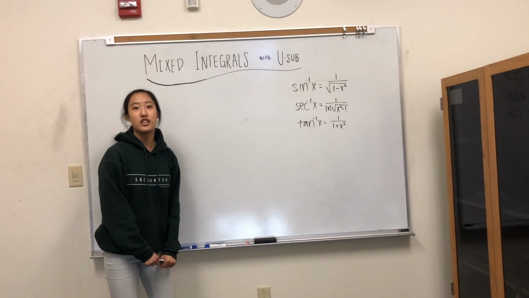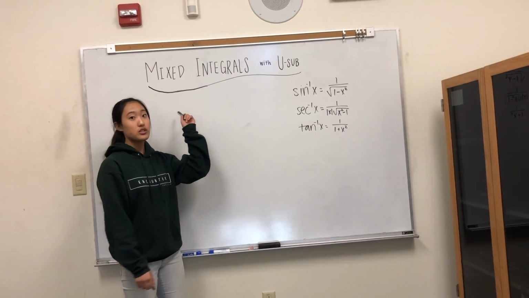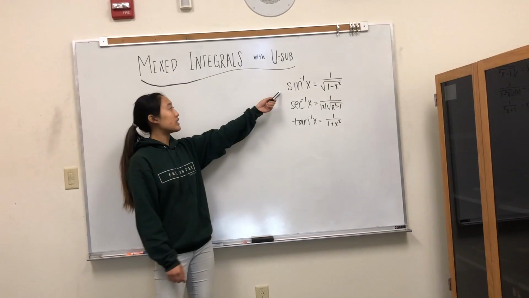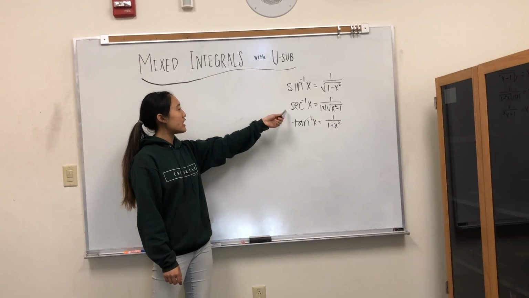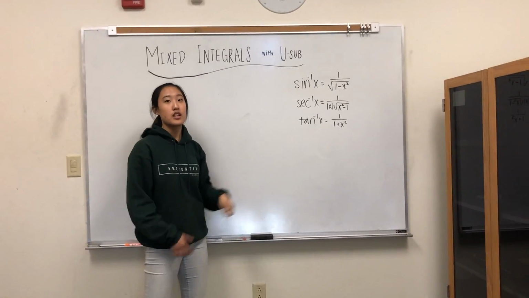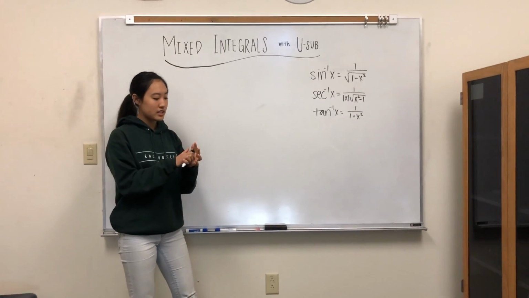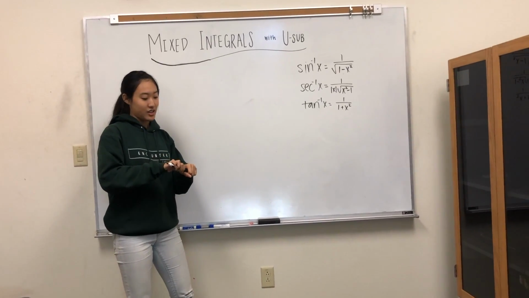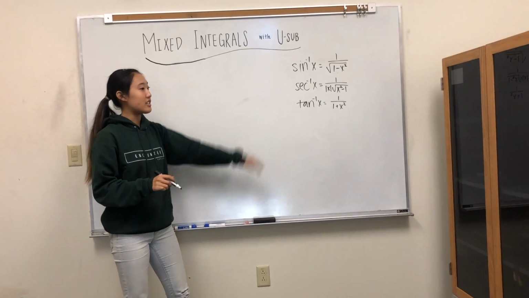Hi guys, I'll be teaching you trig identities with integrals. So there's three. There's inverse sine, inverse secant, and then inverse tan. So there's actually tricks to memorize these because there's no easy way out. You need to memorize these three trig identities.